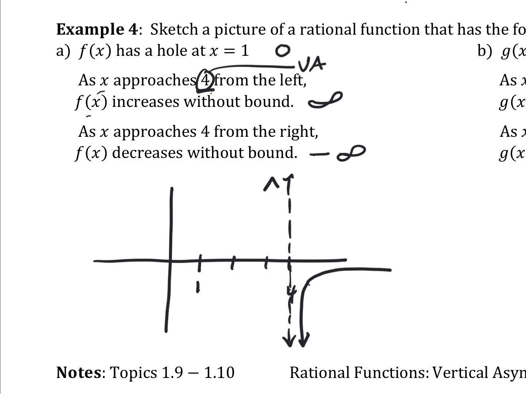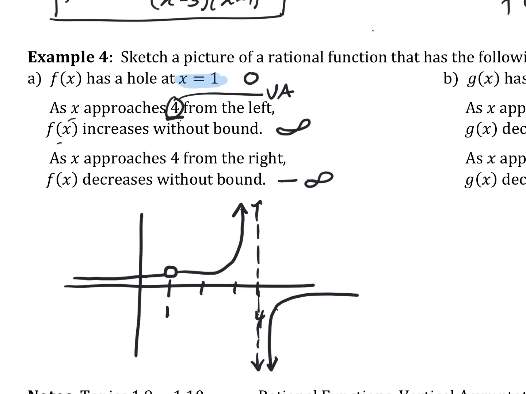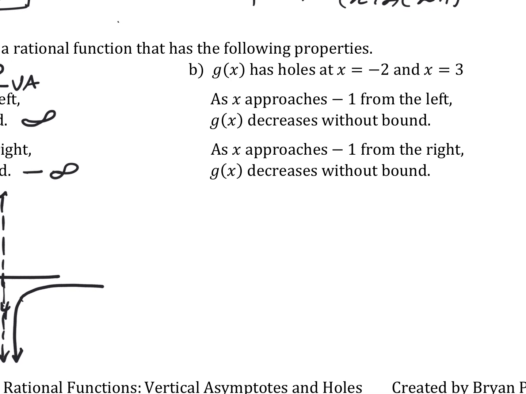Now let's not forget that there is a hole at 1. So we have to put the hole at 1. So, for example, I'm going to do it this way. Maybe there's a hole somewhere here, and it's going to go up this way. So this is just a rough sketch of what is being described in this item. Okay, let's go for letter B.